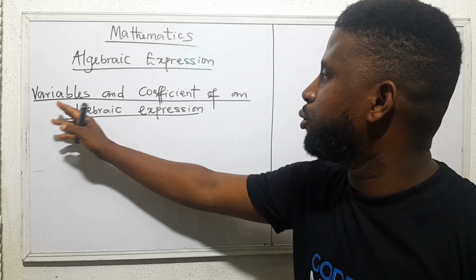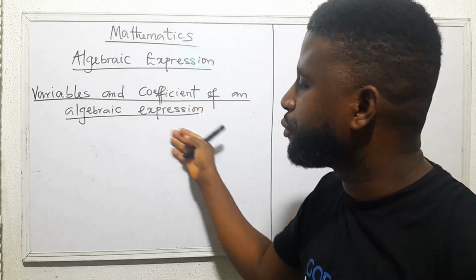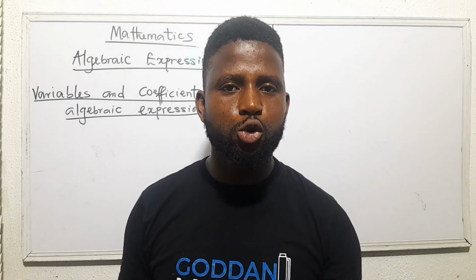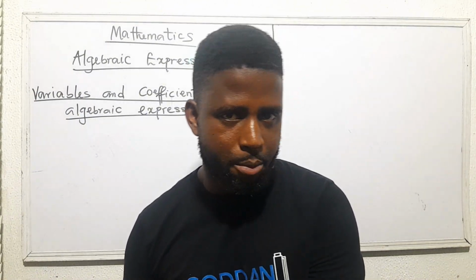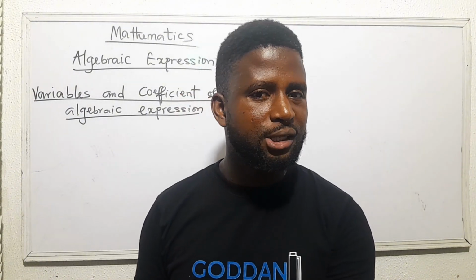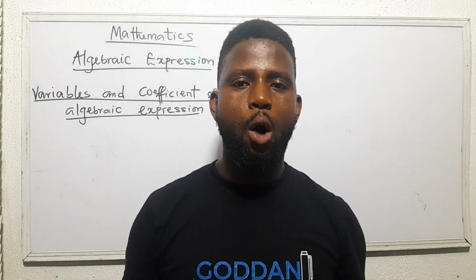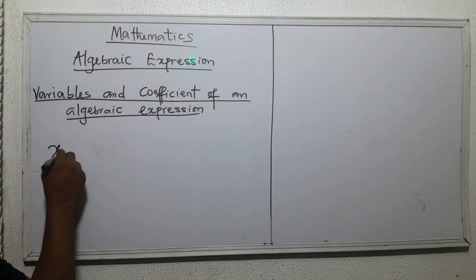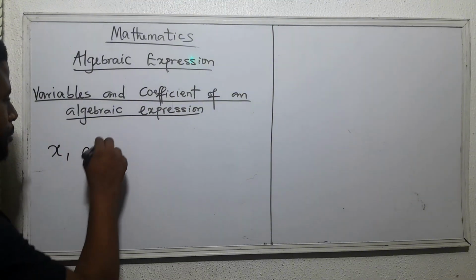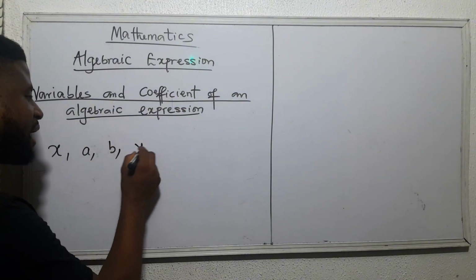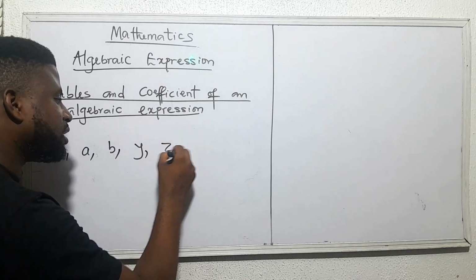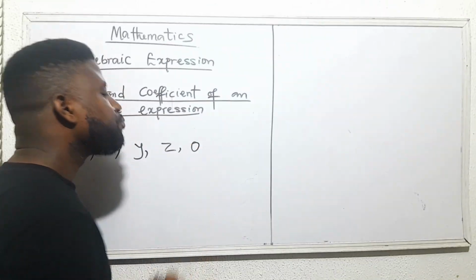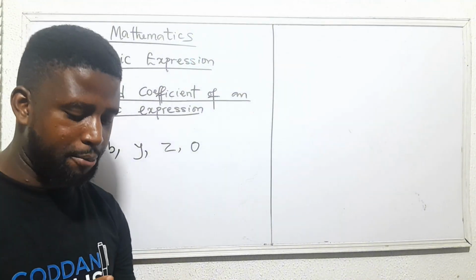Now look at variables and coefficients of an algebraic expression. Like I said earlier, variables are symbols or letters of the English alphabet that are used to represent an unknown number or an unknown quantity. For example, X is a variable, A is a variable, B is a variable, Y is a variable, even Z is a variable. In fact, the English alphabet O is also a variable.